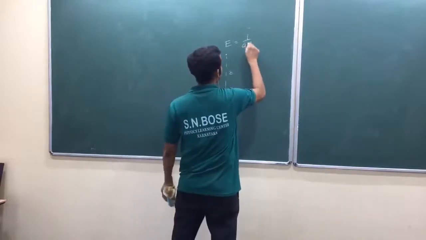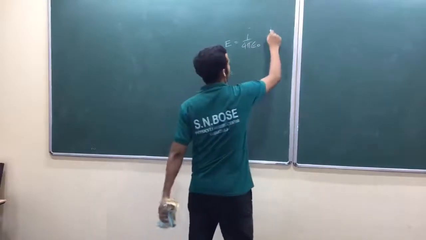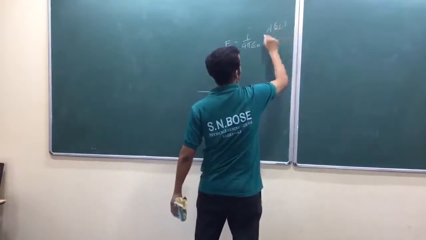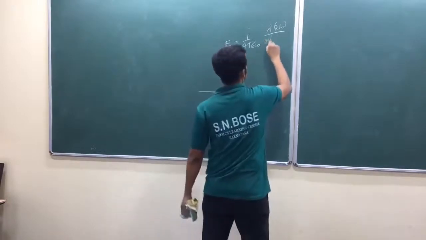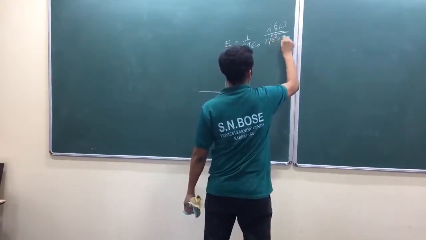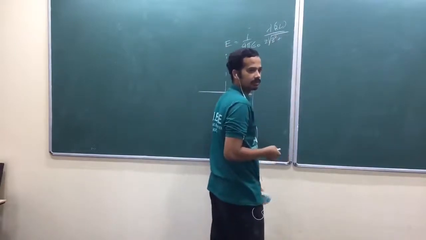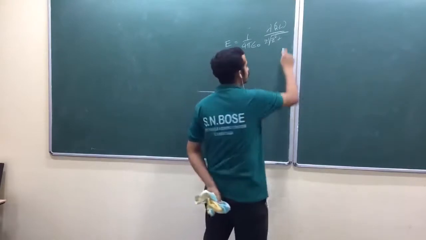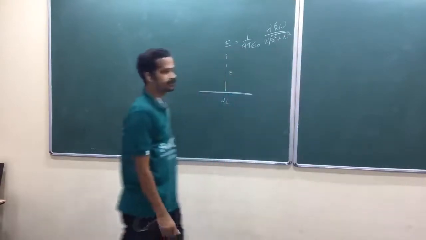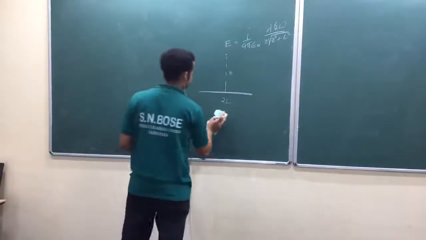1/4 epsilon naught, lambda into 2L, Z, into root of Z square plus 2L the whole square. Not, which is where the R comes, L square, only L square. Sure. Now let me take this one as A.